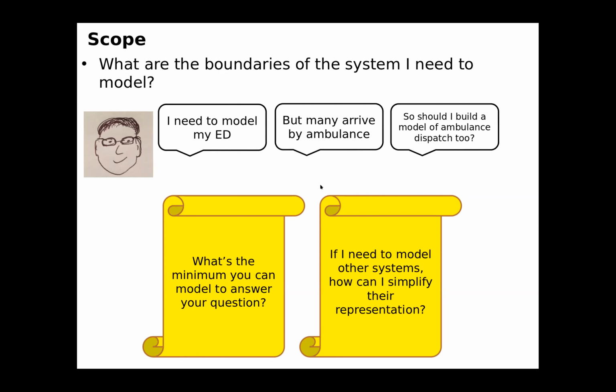But you need to define your scope. You need to define where the boundaries are. And these two key questions will help you. What's the minimum you can model to answer your question? And if I do need to model other systems or other bits of systems, how can I simplify their representation as much as possible? So you're always trying to model the minimum and the simplest that will allow you to sufficiently answer the question. And those are really important things to consider.